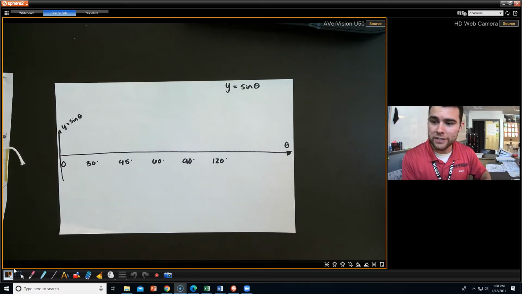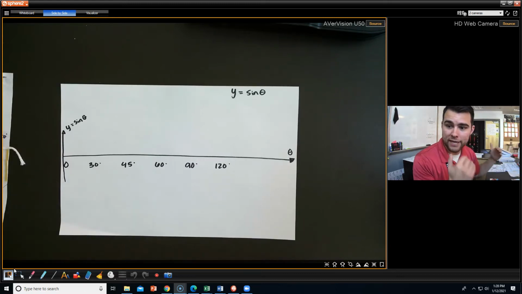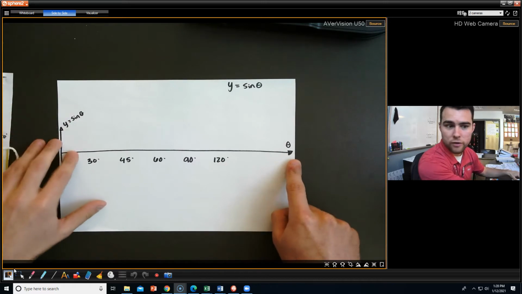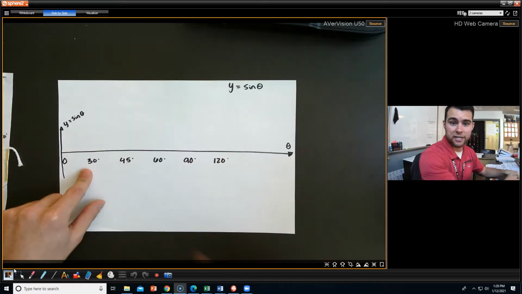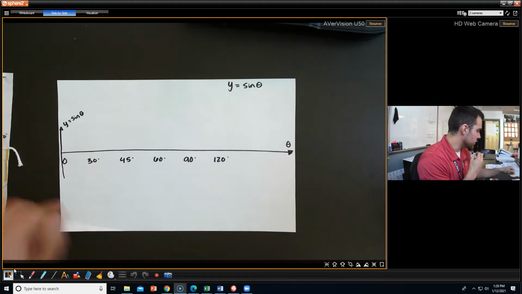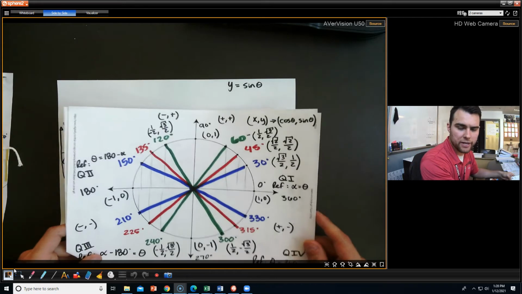So, where does the graph of sine actually come from? Let's assume for a second I have an xy axis, but instead of x, I'm using theta for my angle, and my y-axis is going to be sine of that angle. So what I'm going to do is look at my unit circle. My unit circle is going to help me.